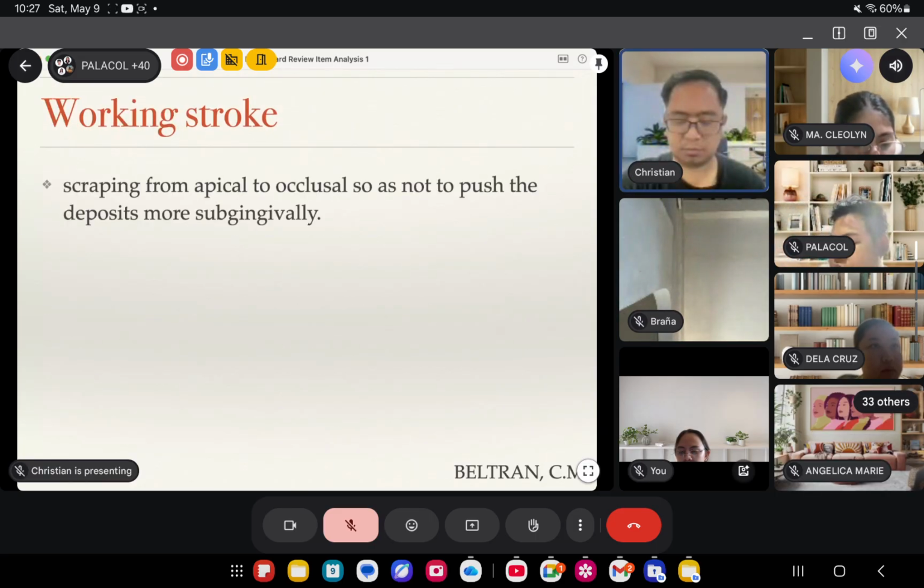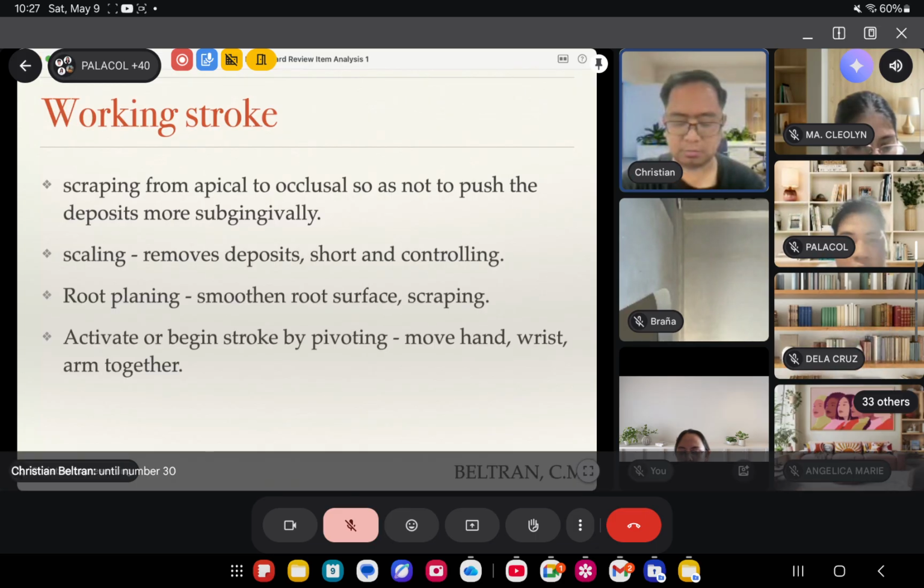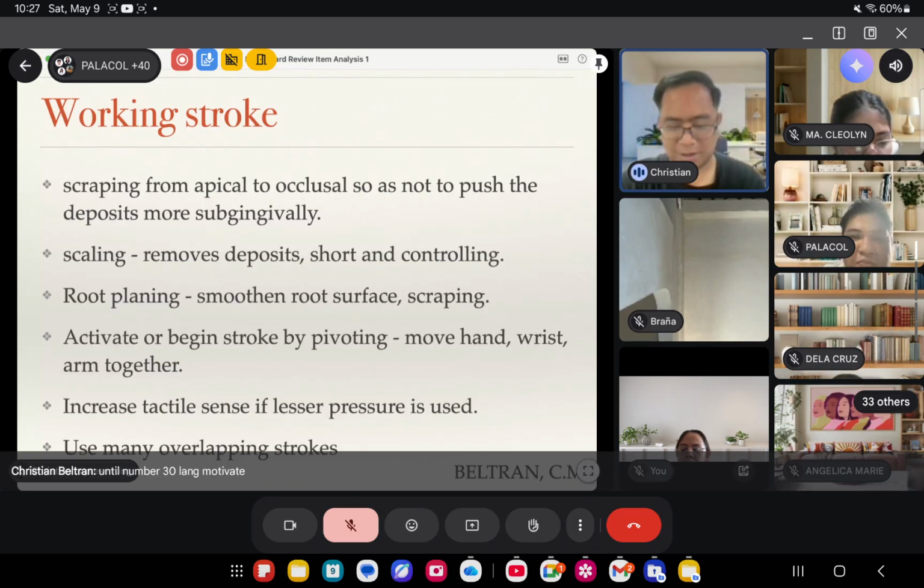(26) Hanggang number 30 lang to. Para ma-motivate kayo. Konti na lang. Okay?